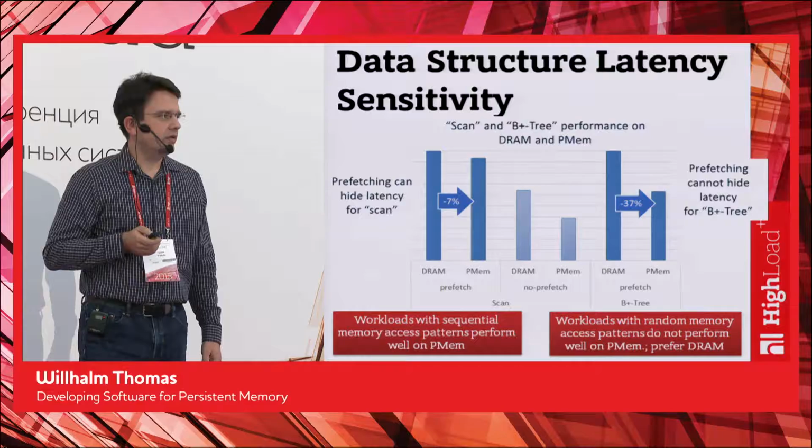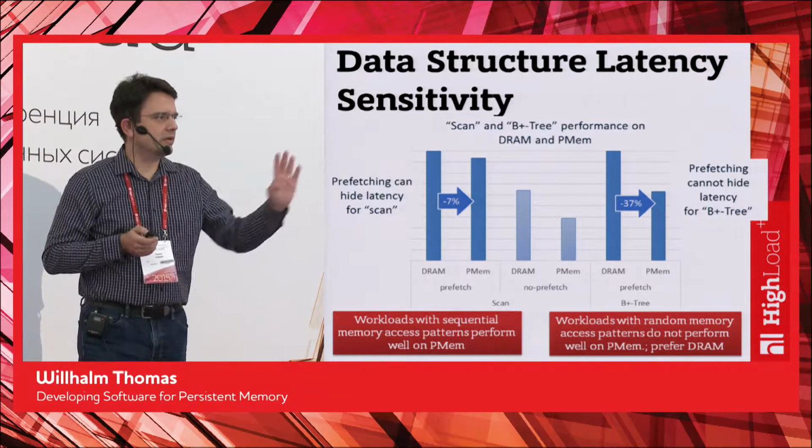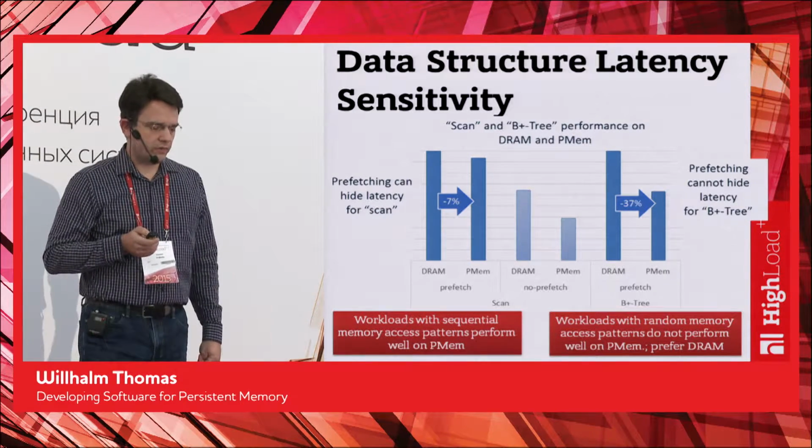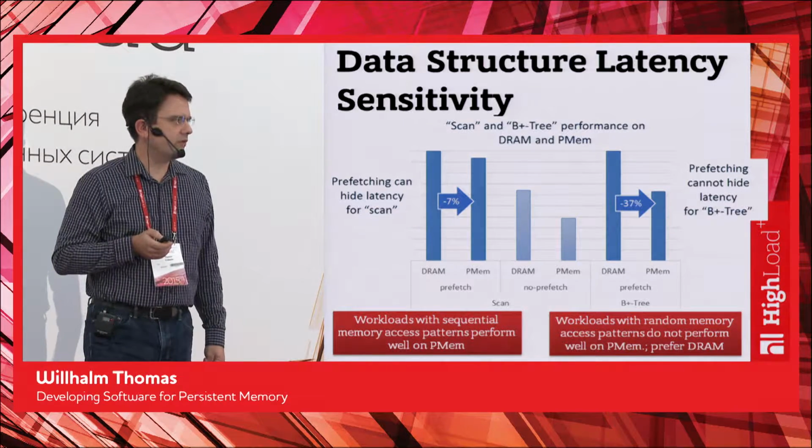So to summarize, when you have something that can prefetch efficiently, moving it to persistent memory won't hurt you as much. But if you have random access to it, then be careful, and it might be needed to keep this in your DRAM region if you can't afford a performance hit.